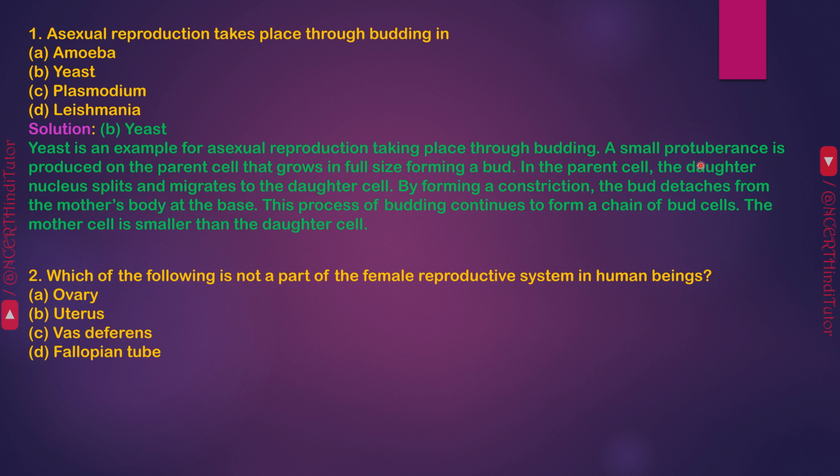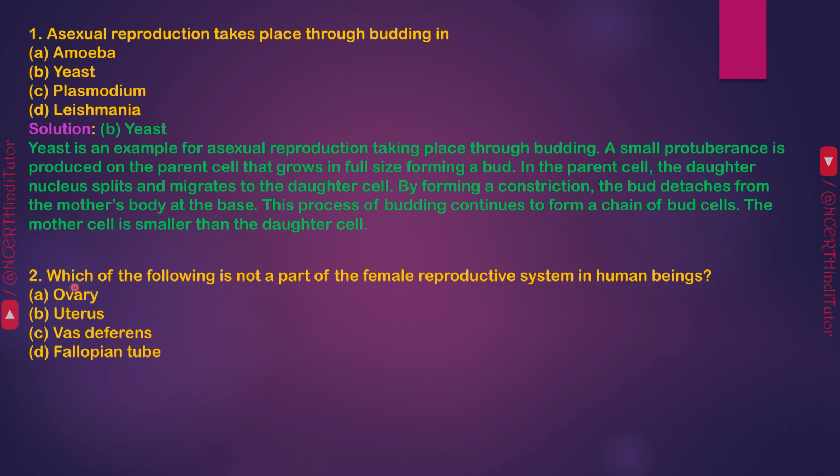A small protuberance is produced on the parent cell that grows in full size, forming a bud. In the parent cell, the daughter nucleus splits and migrates to the daughter cell. By forming a constriction, the bud detaches from the mother's body at the base. This process of budding continues to form a chain of bud cells. The mother cell is smaller than the daughter cell.